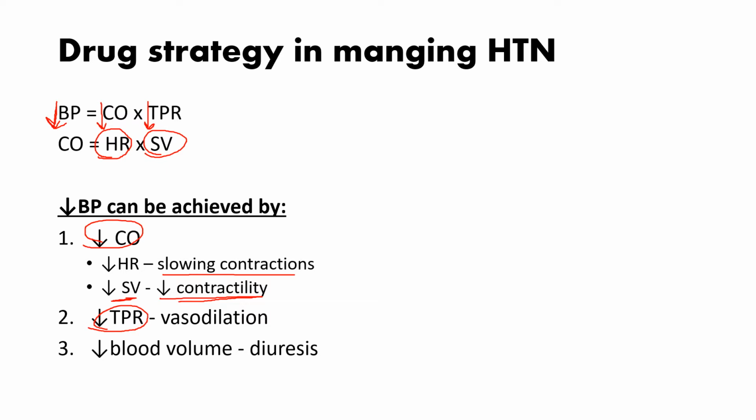So we could decrease our total peripheral resistance by vasodilation. Total peripheral resistance basically just means the resistance of the arteries to the flow of the blood, okay? So the next way we could decrease our blood pressure is by decreasing our blood volume.